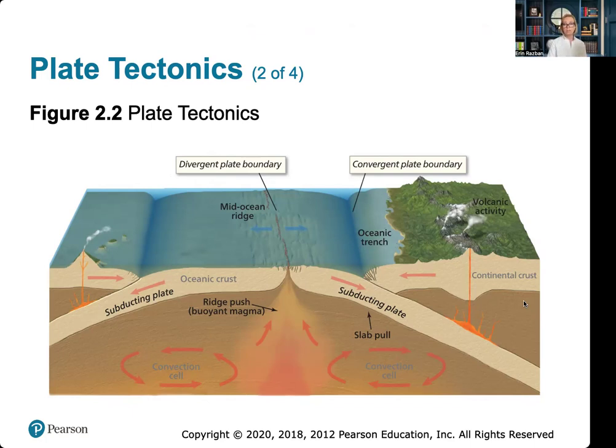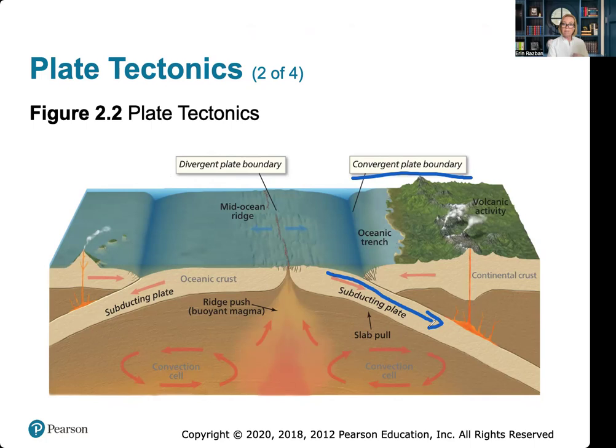So our first one we're going to talk about is the convergent plate boundary. Okay, convergent plate boundary. And this occurs when two plates are coming together and colliding. Now, when a heavier plate, typically an oceanic plate, converges with a lighter one, the continental plate, the heavier plate gets subducted underneath the lighter one. So here we see the subducting plate, okay?